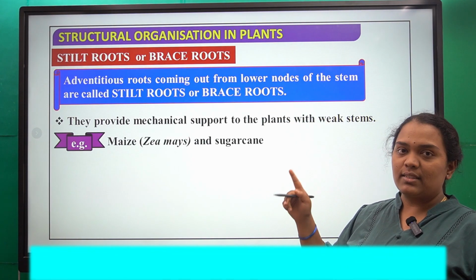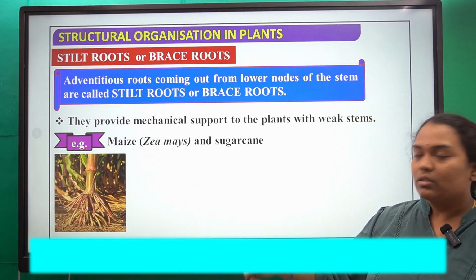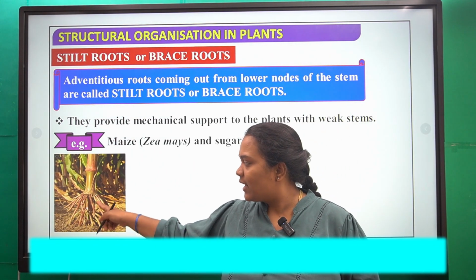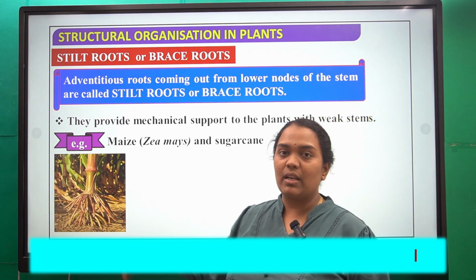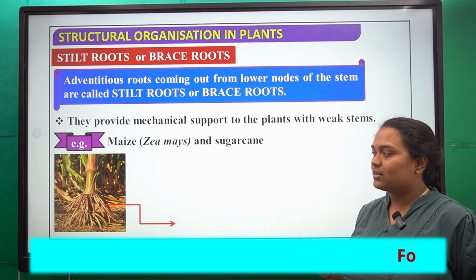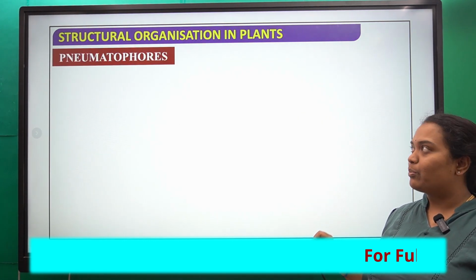Example, maize, that is sea maize, and sugar cane will show this type of roots. So these roots, other than the tap root and other than the adventitious roots which are coming out near the base, are called stilt roots. And the main function is support.